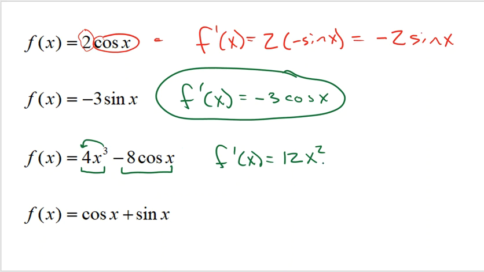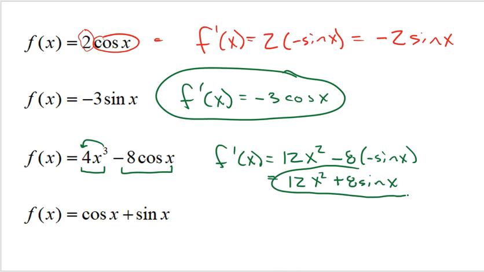All right, what do I do with that negative 8? Leave it alone. What's the derivative of cosine? Negative sine of x. So I can clean this up because a negative 8 and a negative sine will make a positive 8. So 12x squared plus 8 times sine of x is my derivative. So easy.